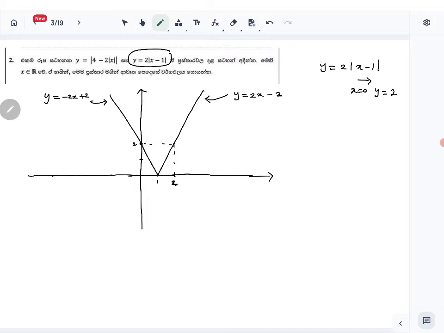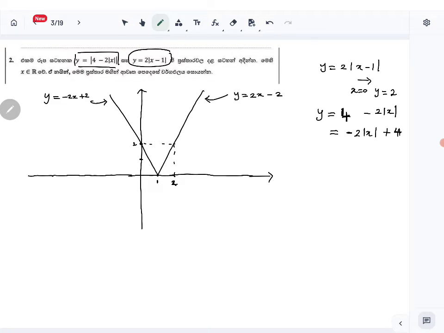So that graph is done. Now let's go to the second graph. Second graph, absolute value, something is inside of absolute value. So first we'll do the inside graph, then worry about the absolute value that is outside. So this is the graph inside the absolute value, 4 minus 2 modulus x. It's easy if you write it like this. It's easy to see what are the transformations applied here.